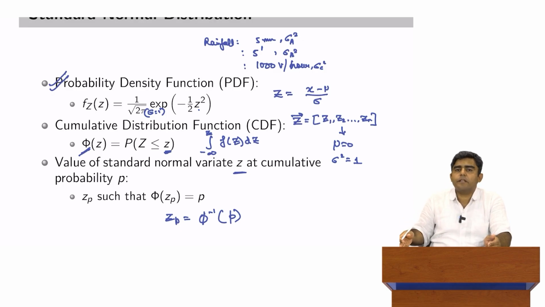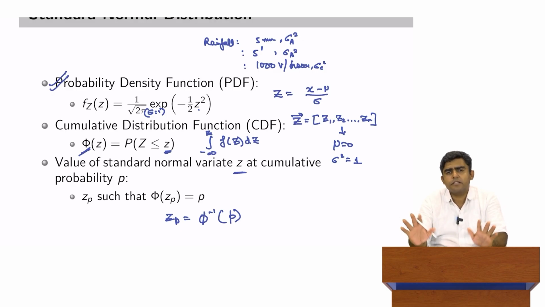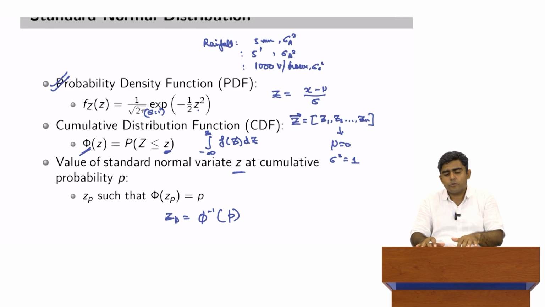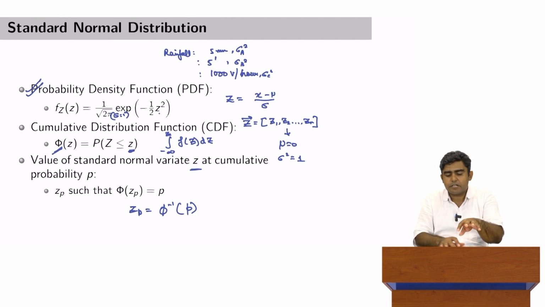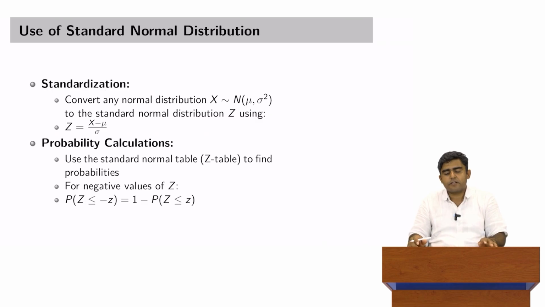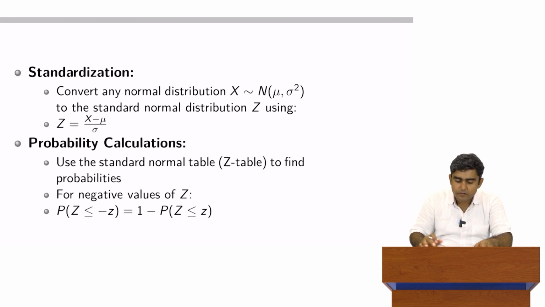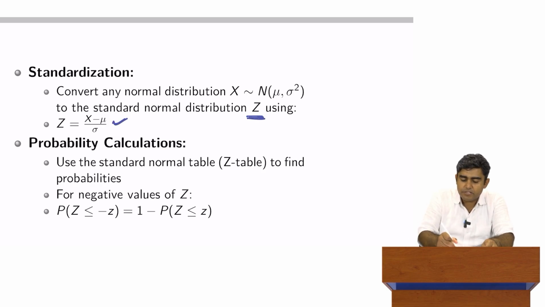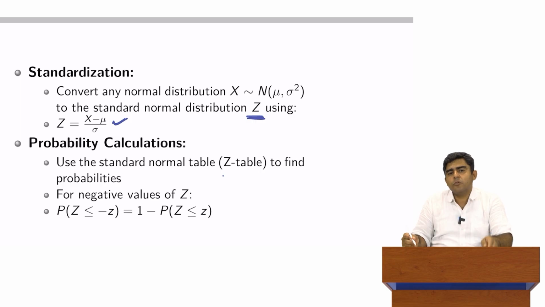If we know the value of zp and given a normal distribution table, we can also calculate p. These things will become much clearer when we go to an example and the actual table, but it is important to familiarize ourselves with the notations because we may encounter them in any situation or circumstances. So again, to re-emphasize, standardization is a process to convert any normal distribution X to a standard normal distribution Z using a transformation Z equal to X minus mu by sigma.